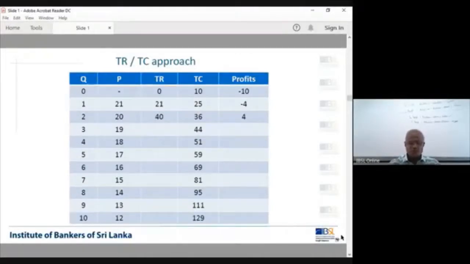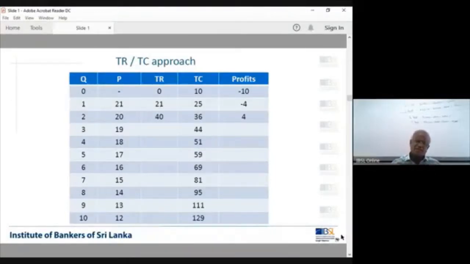If I am not wrong, as I can remember, 96 minus 69 is 27. So at output level 7, it is 105 minus 81, that is 24. Definitely maximum profit is at 6. Profit maximizing output level is 6. Take down that profit maximizing output.